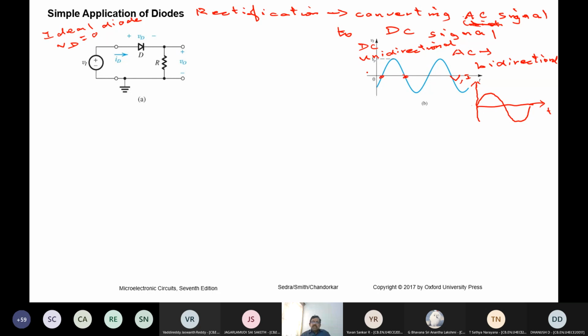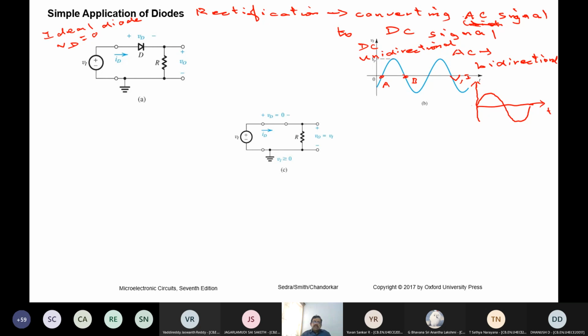Between this point, let us say this is my point A, this is my point B, where the input voltage is in the positive cycle, there it will conduct. From t equal to 0 to here, the signal is negative. In this section, the diode is not going to conduct because it will be under reverse bias. So it will be an open circuit. There won't be any current flowing through the resistor. As a result, the output will be 0.